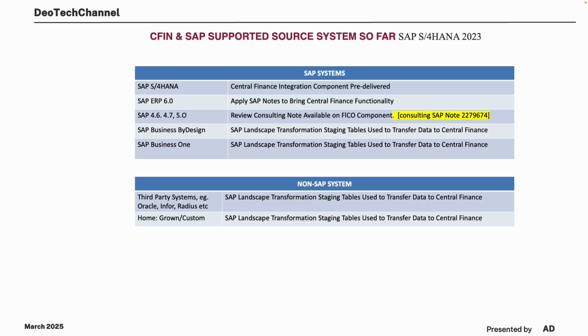SAP S4HANA is my source system. The central finance integration component is pre-delivered, meaning it comes with the inbuilt capabilities of real-time data replication. If I have a source system ERP 6.0, it requires SAP notes to enable central finance functionalities, ensuring compatibility with the financial data replication.